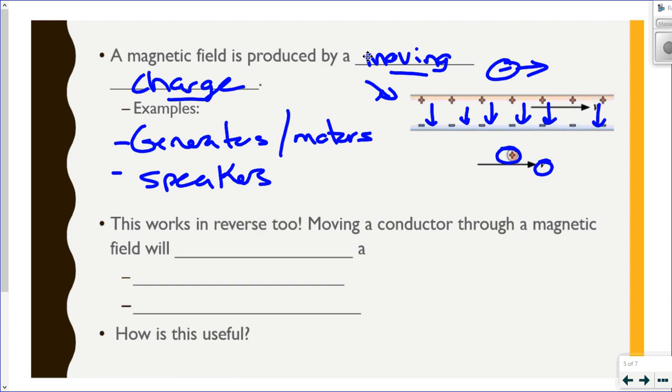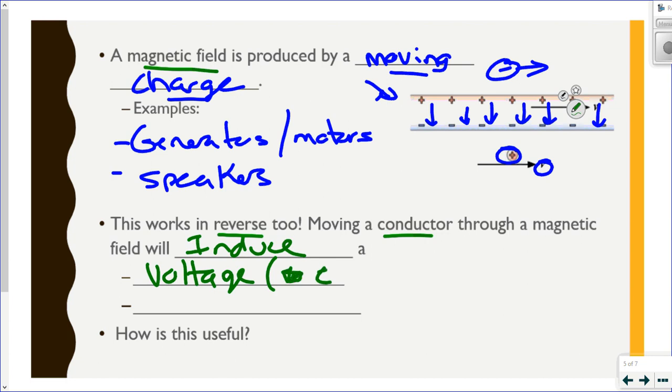Current through a wire is charges moving. That is our moving charge. And that's going to produce a magnetic field that we can use to our advantage. So that is the first set of examples. But we can also reverse it. We can move a conductor through a magnetic field, and that will induce two things. First, a voltage, which we're going to call an EMF. And secondly, a current. So in other words, by taking a magnet and moving it through something that could conduct, we can actually create current.